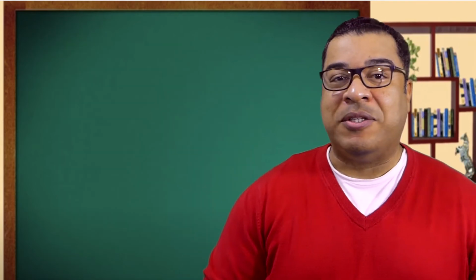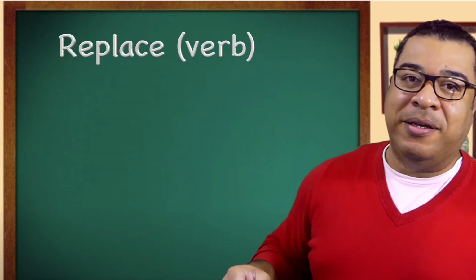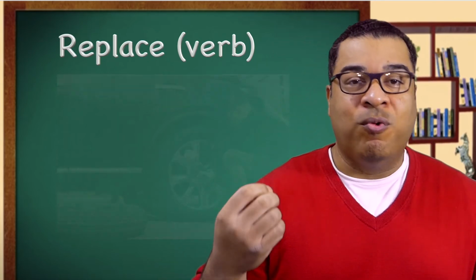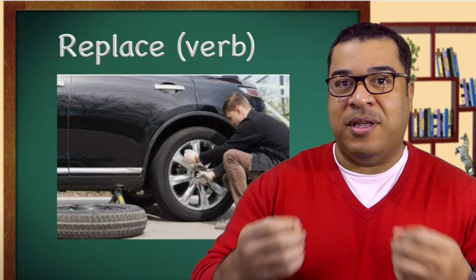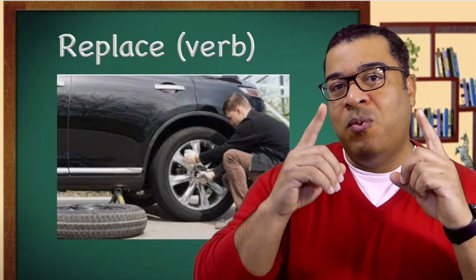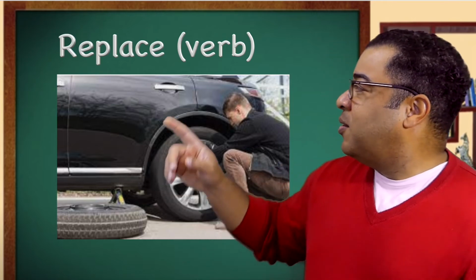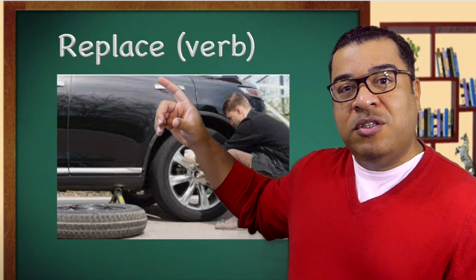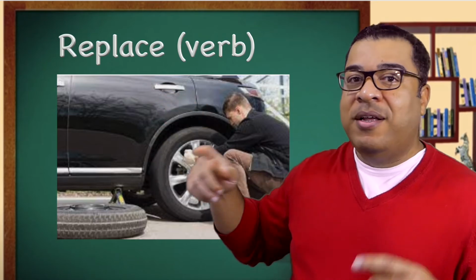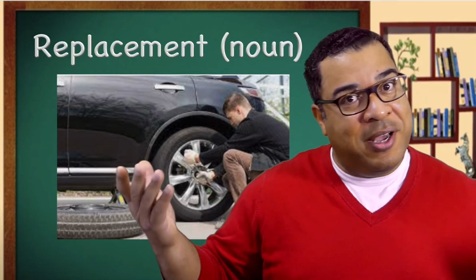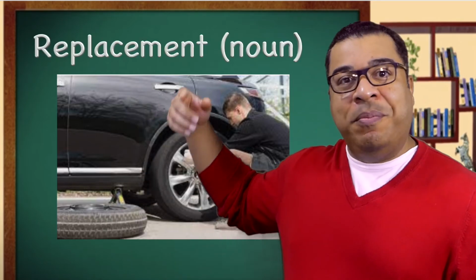All right, let's try another one. So let's look at this verb here, replace. So for example, I'm driving down the street and I run over some glass and my tire explodes. So what do I need? So the verb here is replace, but we have to change this verb into a noun. So how do you change the verb into a noun? You got it. You just add MENT, replacement.